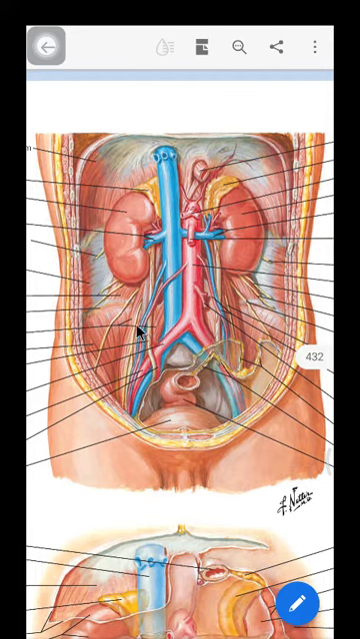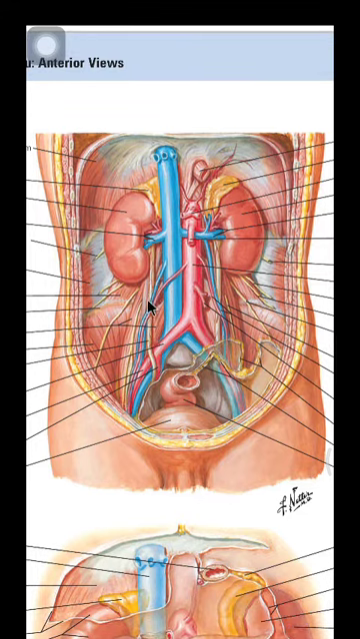Here you can see the muscle, that is the psoas major. The psoas major separates the ureter from the tips of the transverse processes of all lumbar vertebrae from here to here. Then you can see this nerve which is piercing the psoas major and coming out downward and laterally. This nerve is the genitofemoral nerve. So these are the posterior relations of the abdominal part of the ureter.